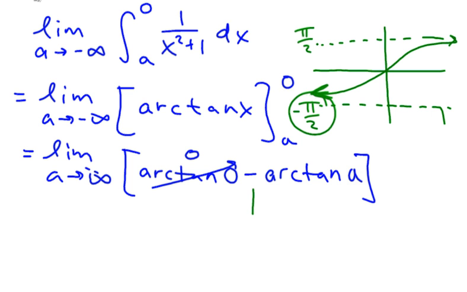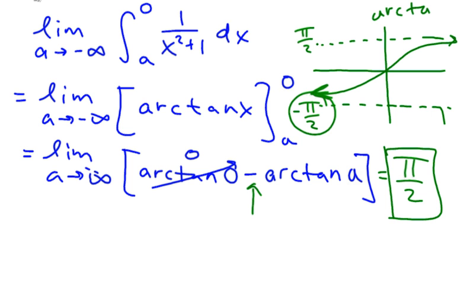Now don't forget, you also have this negative here, so it's going to be the negative of the negative pi over 2, so then you get pi over 2, which therefore is convergent. I see improper integrals a lot with arctangent, so make sure you have this graph memorized for arctangent.